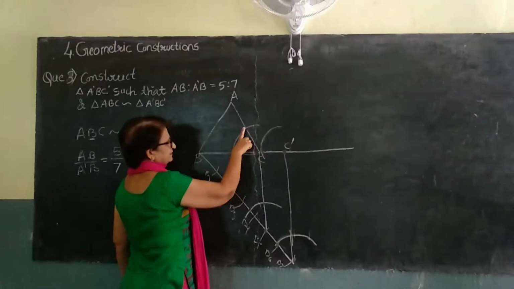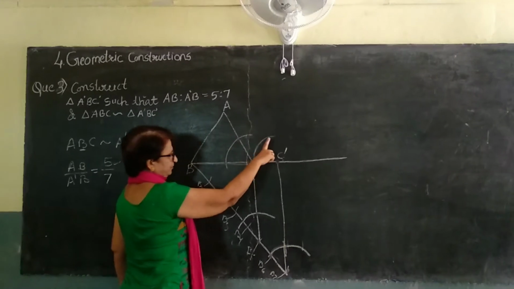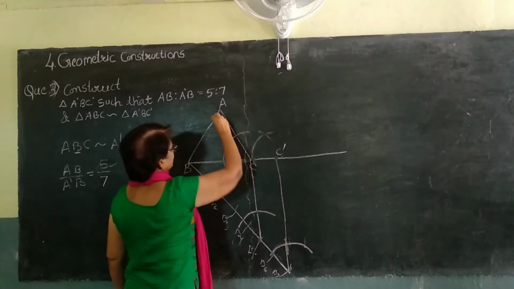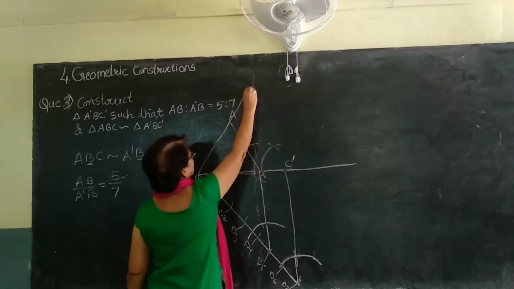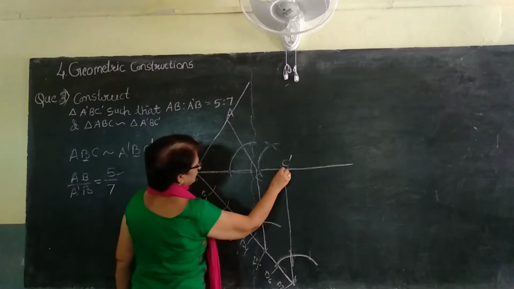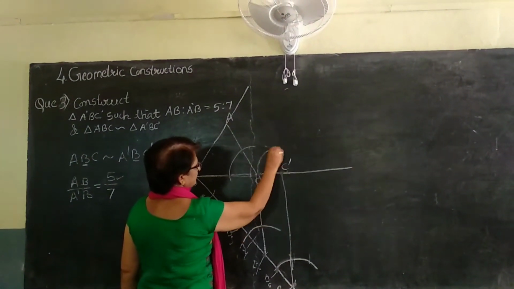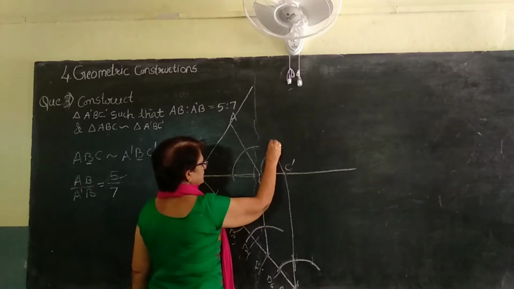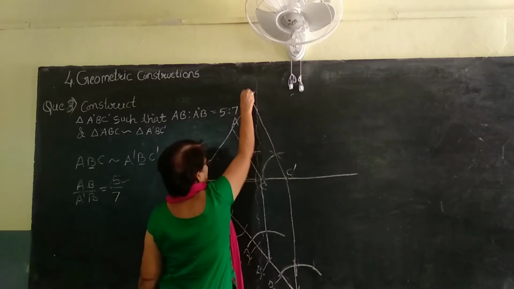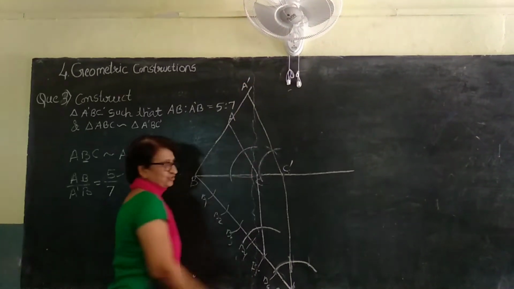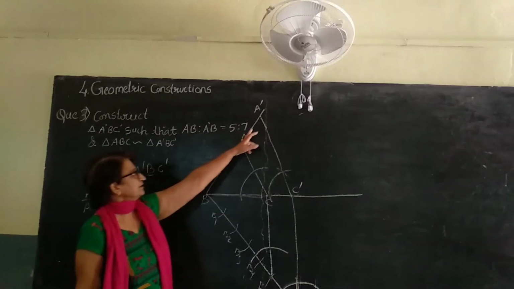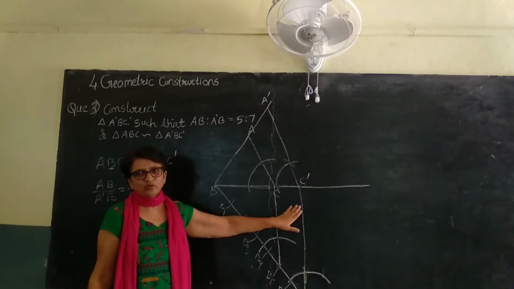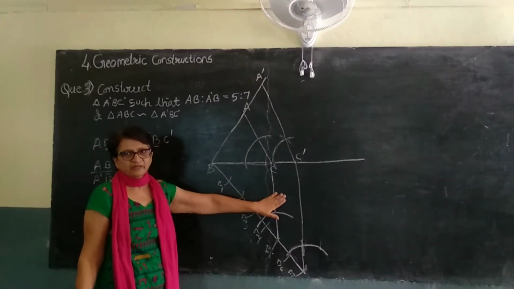Then take this distance on the compass point, place it here, mark it. You have to extend this line also. Okay? Then point C dash, and where you got the intersection of the arcs, take these 2 points and join. So you do it here, A dash. So this is your triangle. A dash, B, C dash is the required triangle which you have to take.